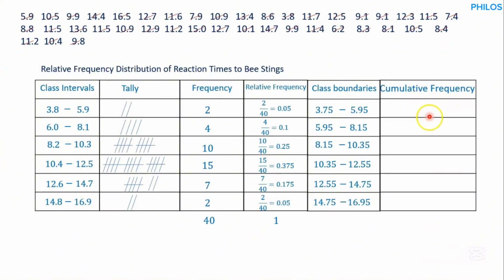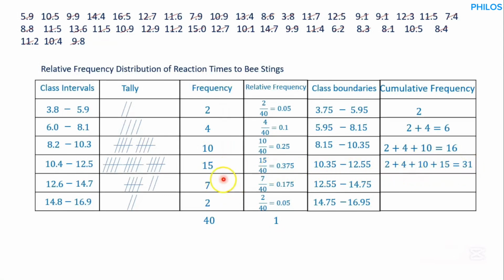Now, the cumulative frequency of the first class will be the same as the frequency of the first class, so that will be 2. Then the cumulative frequency of the second class will be the first plus the second. So 2 plus 4 will give us what? 6. Then the cumulative frequency of the third class should be the first plus second plus third. So that will give us what? 16. Then the cumulative frequency of the fourth class should be the first plus second plus third plus fourth. That will give us what? 31.